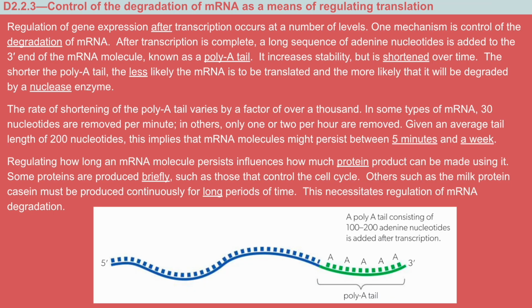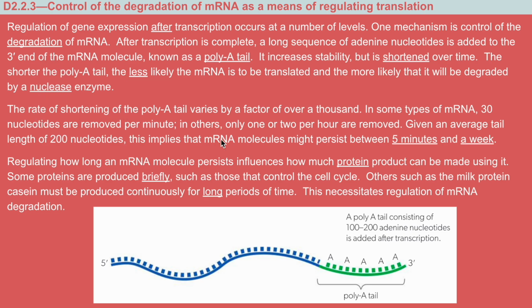We can also regulate gene expression after transcription occurs at a number of levels. One mechanism is control of the degradation, or how fast it takes for that mRNA to break down. After transcription is complete, a poly A tail is added to the end of the mRNA strand. This increases the stability, but it does get shortened over time. The shorter the poly A tail, the less likely the mRNA is going to be translated, and the more likely it's going to be degraded by a nuclease enzyme. Nucleases break down nucleic acids.